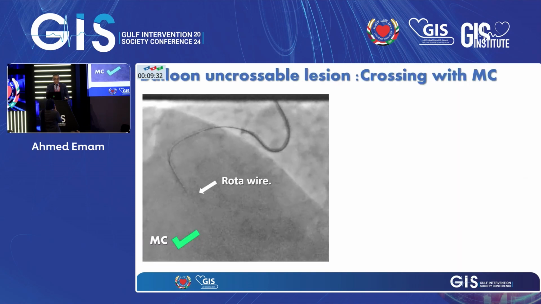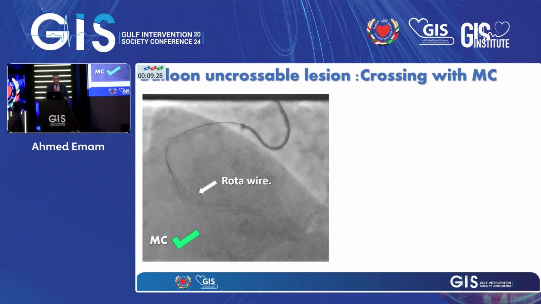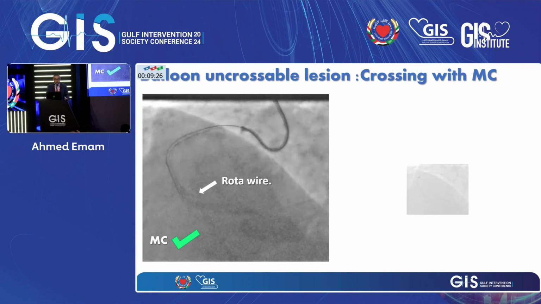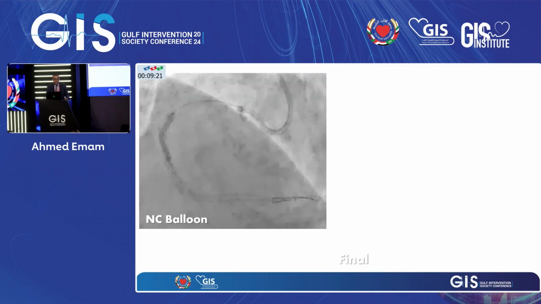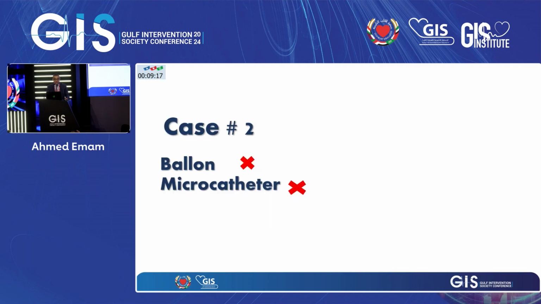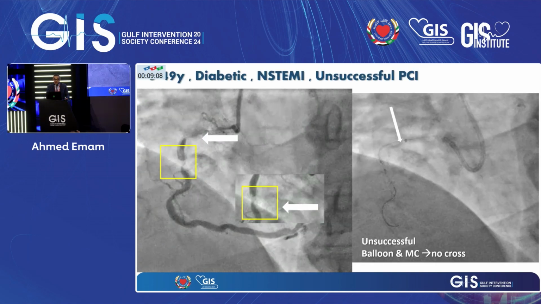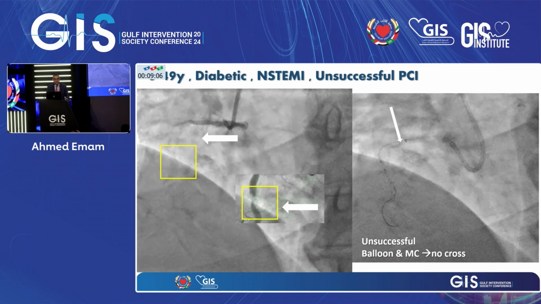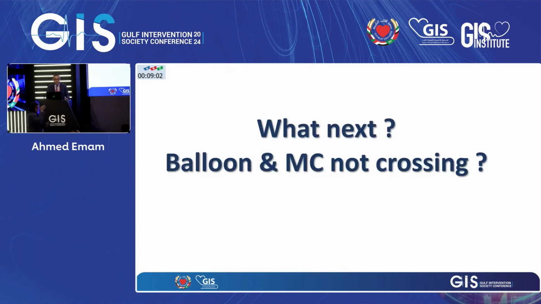So in this case, I was lucky enough to cross with a microcatheter and switch the wire for a rota wire, then perform the ablation, followed by an NC balloon, and this is what I have at the end of the case. Case number 2, this is a different situation when both balloon and microcatheter didn't cross. The patient was referred to me after an unsuccessful trial because nothing is going distal in the artery. So in this case, maybe we have some solution.